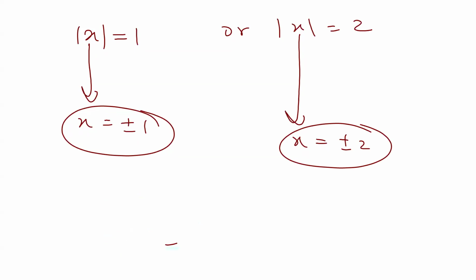So how many real solutions are we getting? Look at the question. They are asking you to find the number of real solutions. Real means it's a real number. It's not a complex number. So how many real solutions are we getting? Please tell me, those who are attending. We are getting 4 real solutions.